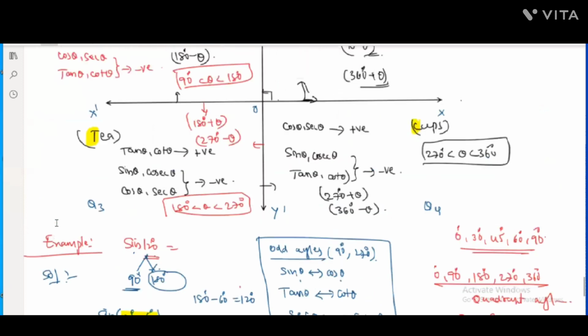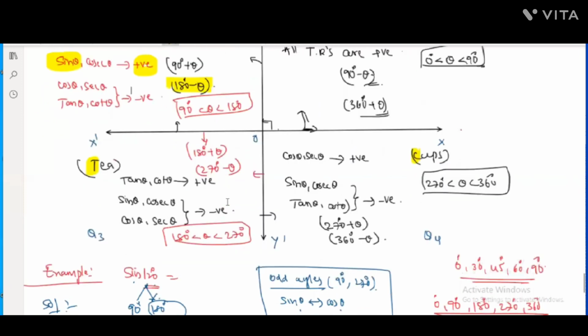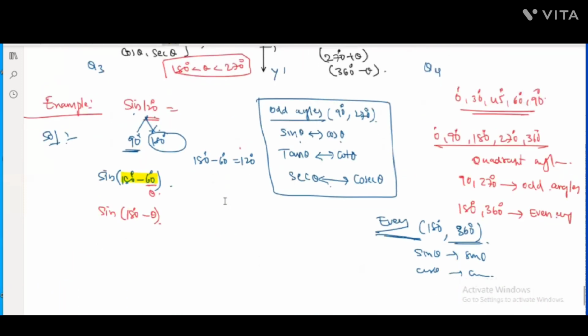So look at this. 180 minus theta belongs to which quadrant? It belongs to the second quadrant. In the second quadrant, sine is positive or negative? If you look, sine is positive. So whatever answer we get for this question is positive. And since 180 is an even angle, we will not change the ratio. So sine of 180 minus theta will become sine theta only.